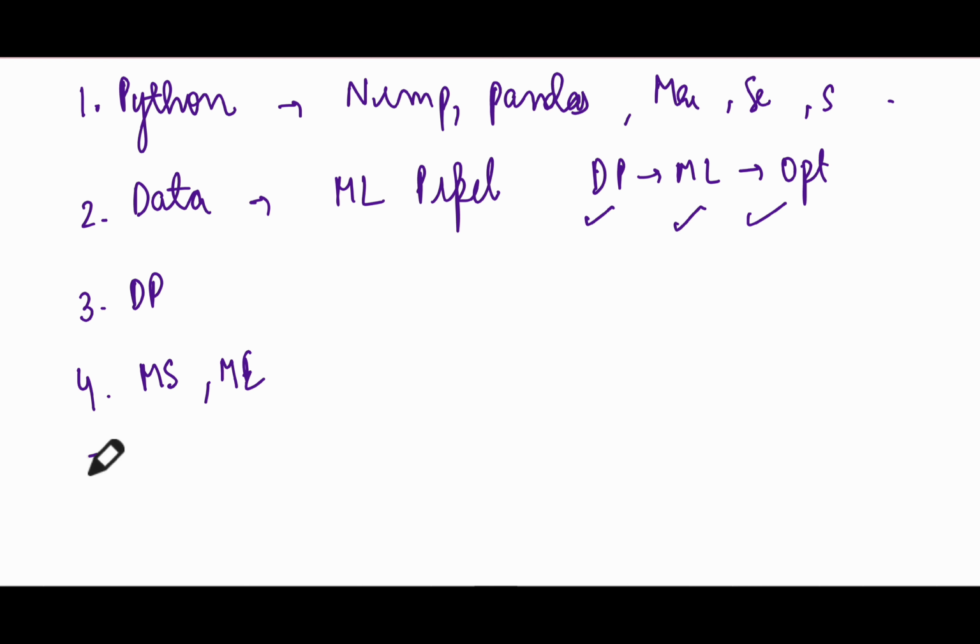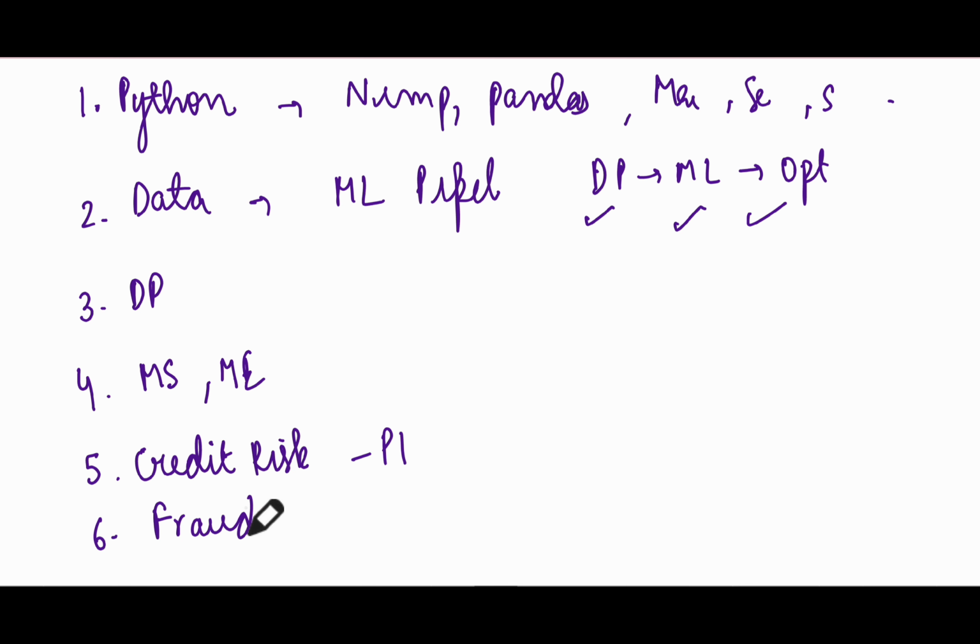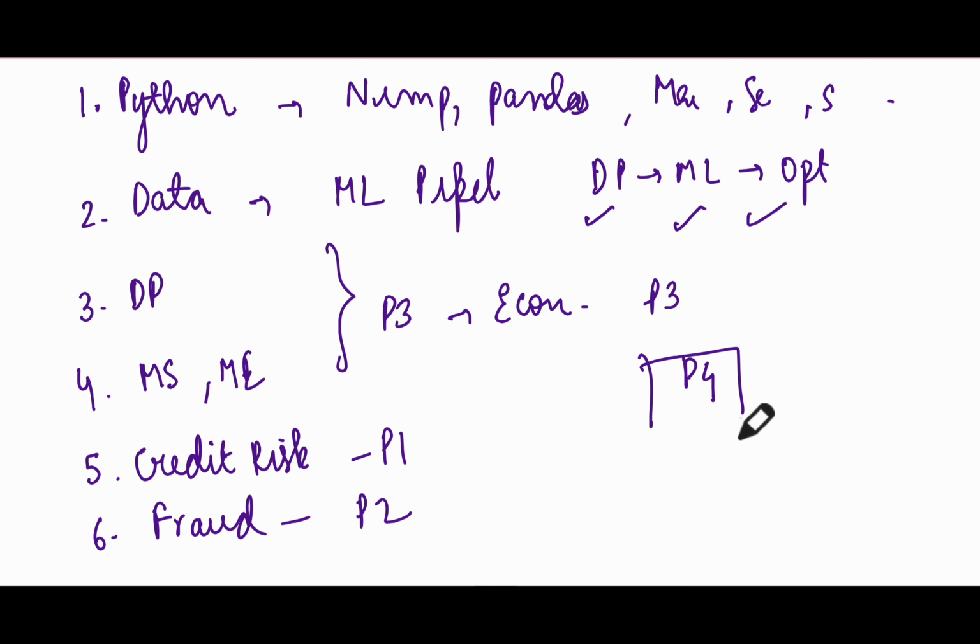And after this, we'll be doing 2 to 3 projects. One project is on credit risk modeling. This is our project 1. The second is fraud detection. This is our project 2. While doing these, we will do another project 3, that could be of e-commerce, or of a similar data set. And after that, you will be given a project 4 as your capstone for this course that you need to submit on time. So this is the whole architecture of the course.